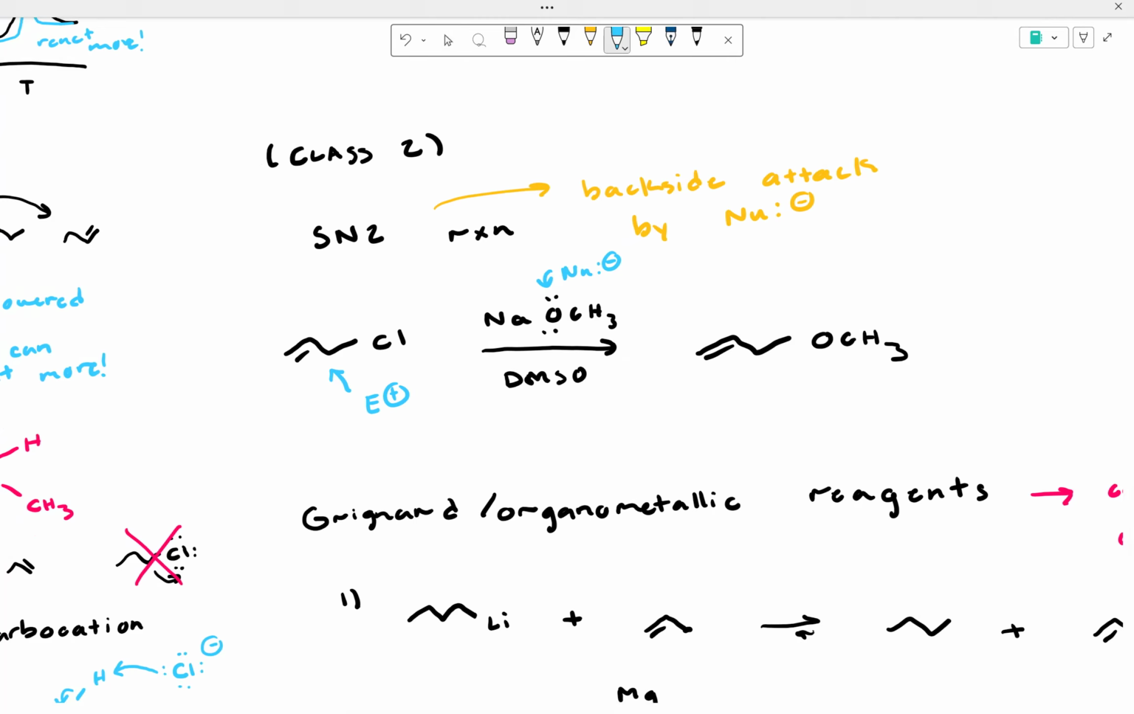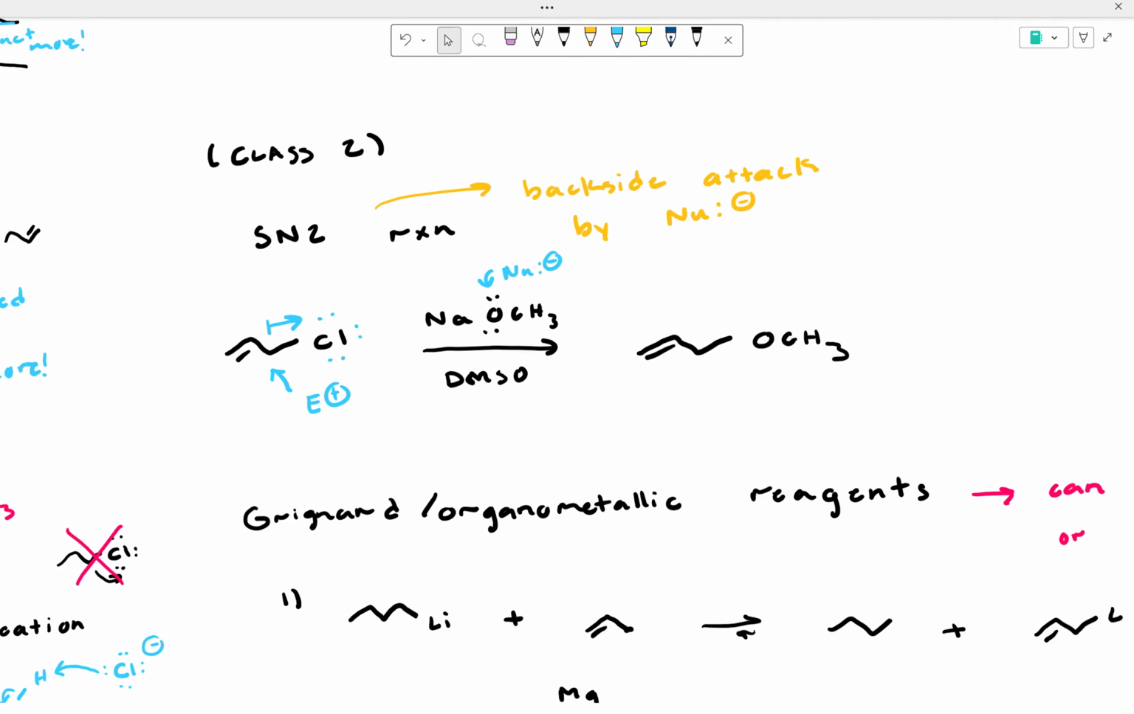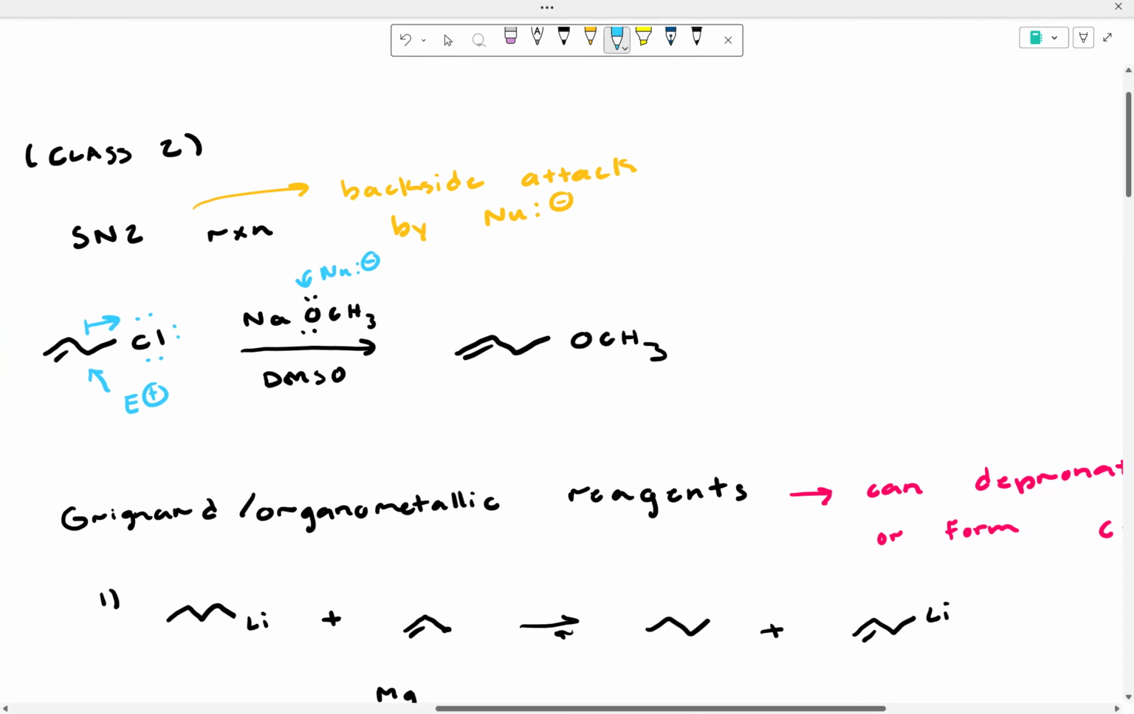due to the chloride. This chloride is more electronegative than carbon, so then it's going to take the electrons, right? So at the same time, what happens? Cl minus and OCH3.